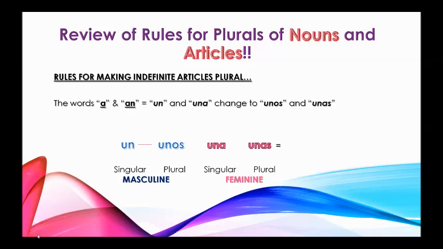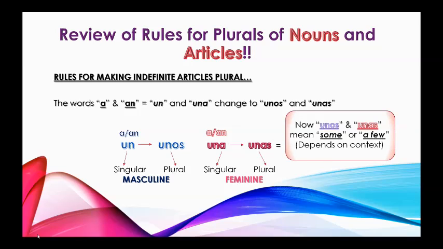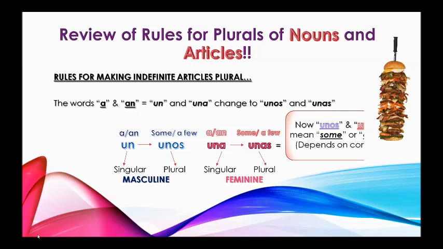And they are going to change to plurals. Un is going to change to unos, and una is going to change to unas. Un is singular, and unos is plural, and they are both masculine. Una is singular, and unas is plural. Now, one different thing that changes here is that un and una mean a and an, depending on the context of the sentence. But when you make those plural, the meaning changes to some or a few. And we do the same thing in English, but you just have to remember that the meaning changes.